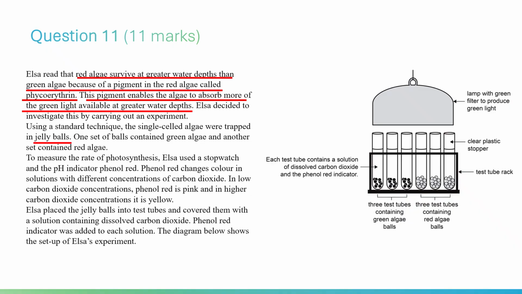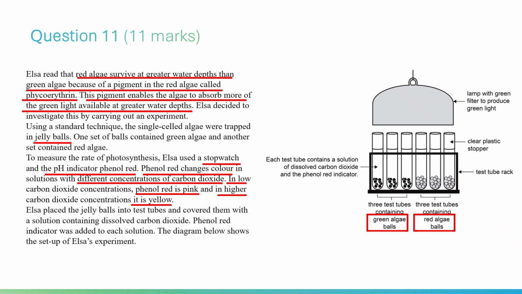Using a standard technique, the single-celled algae were trapped in jelly balls. One set of balls contained green algae, and another set contained red algae. To measure the rate of photosynthesis, Elsa used a stopwatch and the pH indicator phenol red. Phenol red changes color in solutions with different concentrations of carbon dioxide. In low carbon dioxide concentrations, phenol red is pink, and in higher carbon dioxide concentrations, it is yellow.